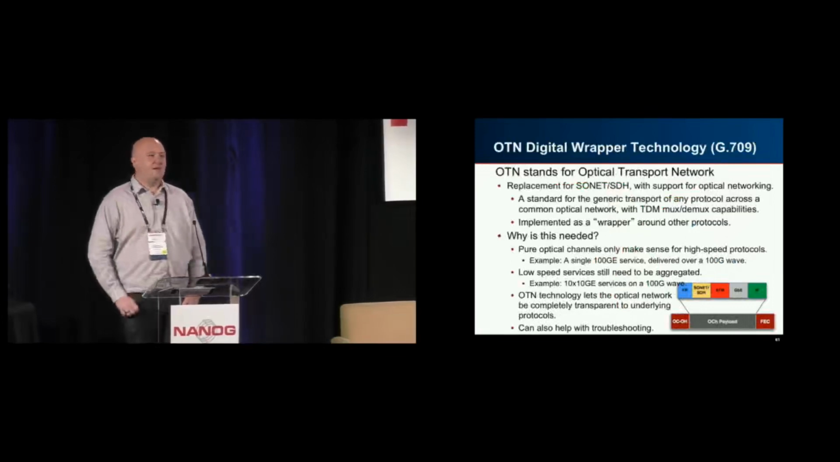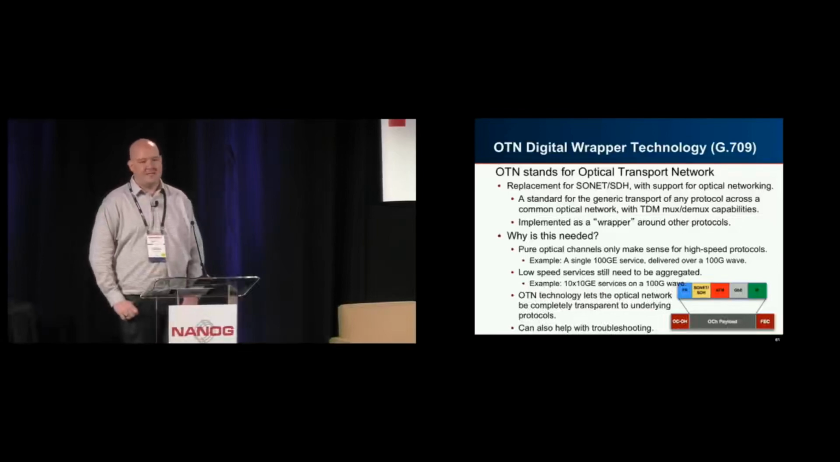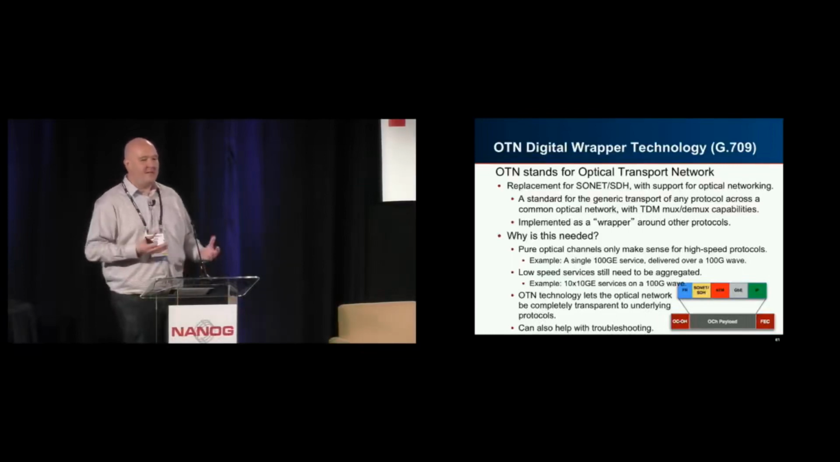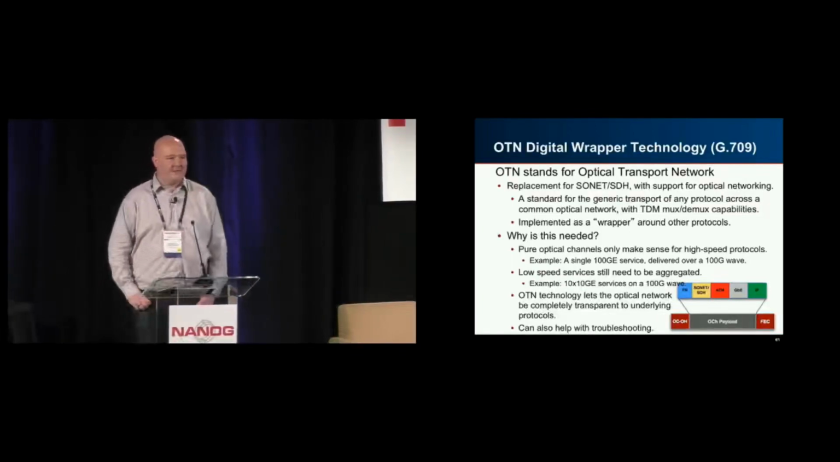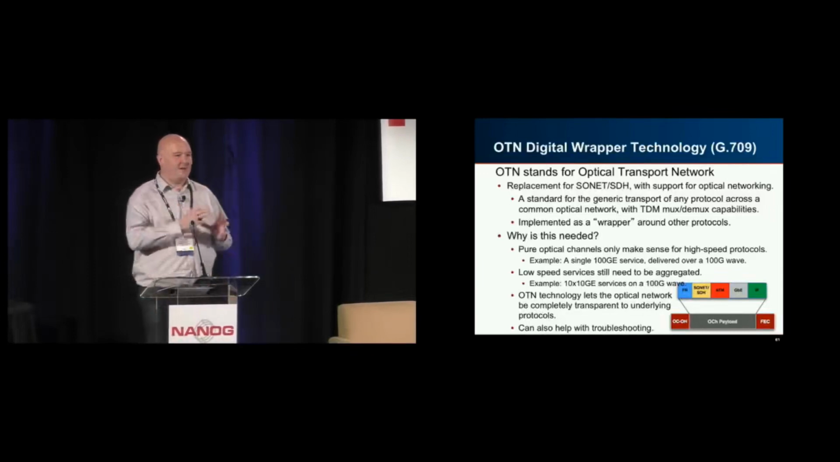Another thing that you'll see referenced when you talk about optical technology is something called OTN, Digital Wrapper Technology, or G.709. So this stands for Optical Transport Network, and think of it as a replacement for SONET and SDH. What it's giving you here is the ability to mux and demux at a TDM level. You're able to take, for example, a 100 gig wave and turn it into 10 by 10 by taking these individual components and putting them inside a larger channel.